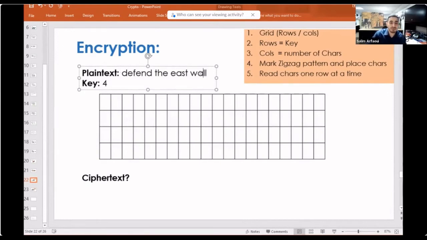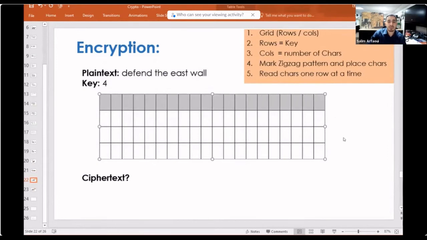Let me find out if we got the right dimensions here. So this is 1, 2, 3, 4, 5, 6, 7, 8, 9, 10, 11, 12, 13, 14, 15, 16, 17, 18, 19, 20. And this is, let's say, 5, 10, 15, 20. Okay, so we have 20 columns and 4 rows because we have a key of 4.